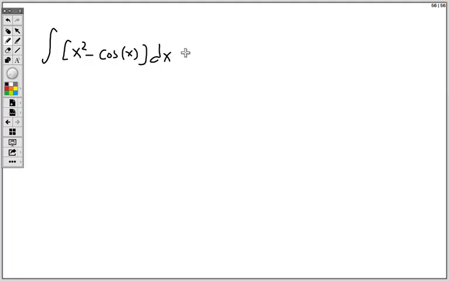And this is meant to be a review of some of the basic properties and some of the basic formulas. So you may recall that integrals respect addition and subtraction. So I can use the sum and difference property to rewrite this as the integral of x squared dx minus the integral of cosine x dx.